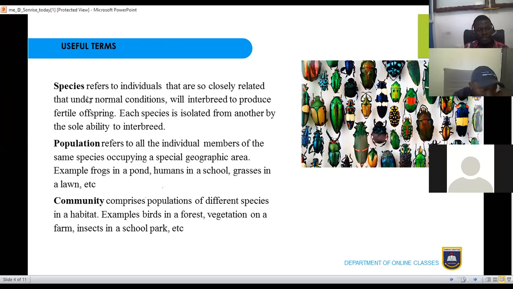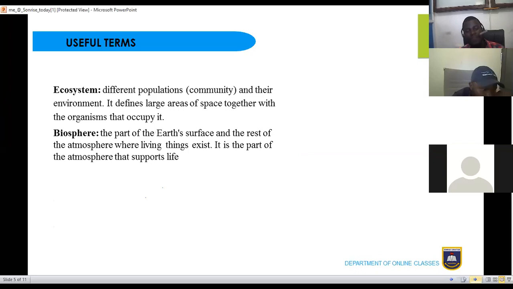All right, then let's look at what the ecosystem is. Now, the ecosystem comprises different populations. Now, you know that different populations refers to a community. So, different communities and their environment. That's the ecosystem. So, if you take Sonrise again, for example, we are looking at all the surroundings of Sonrise campus. What else do we see apart from the living organisms that are on the campus? That gives you an idea of what the ecosystem is.